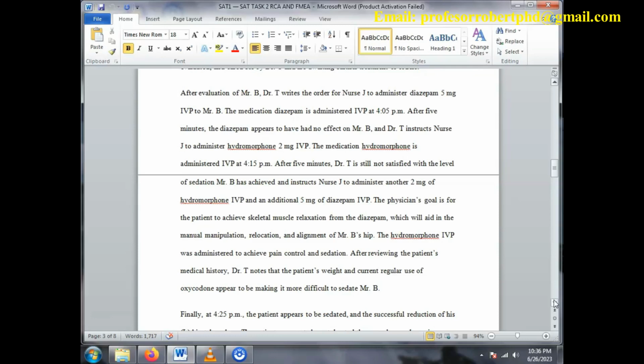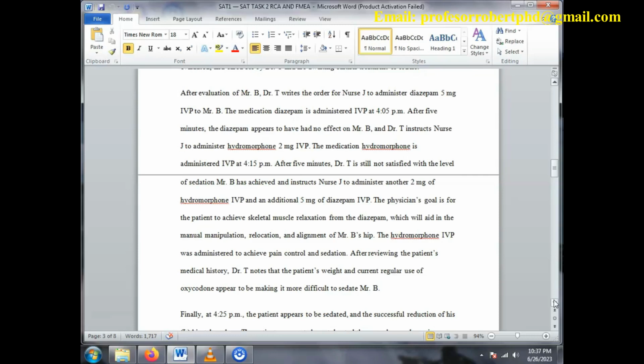After 5 minutes, Dr. T is still not satisfied with the level of sedation Mr. B has achieved and instructs Nurse J to administer another 2 mg of hydromorphone IVP, and an additional 5 mg of diazepam IVP. The physician's goal is for the patient to achieve skeletal muscle relaxation from the diazepam, which will aid in the manual manipulation, relocation, and alignment of Mr. B's hip. The hydromorphone IVP was administered to achieve pain control and sedation.